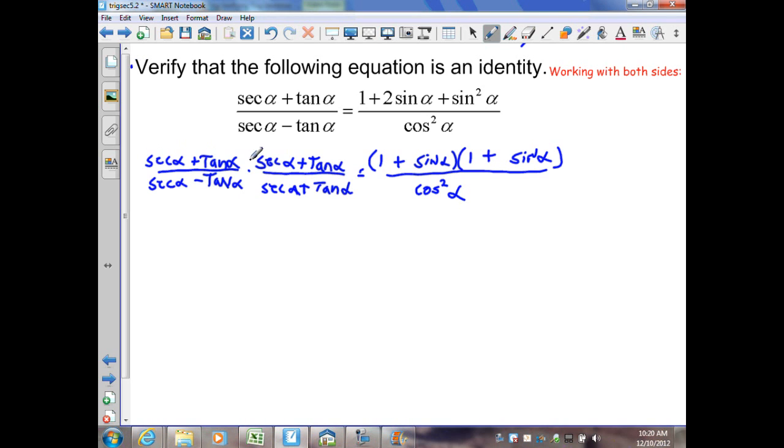On the left side, since the numerators are the same, I can rewrite that as secant alpha plus tangent alpha quantity squared. On the bottom, I can FOIL. Secant times secant is secant squared alpha. The middle term minus tangent secant. Outer term, positive tangent secant would drop, minus tangent squared alpha.